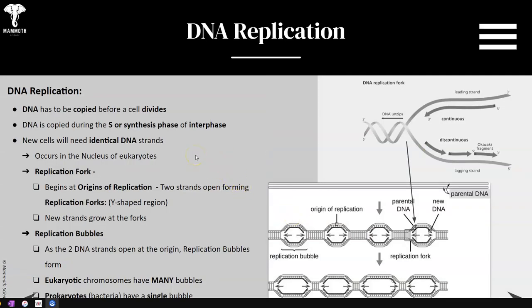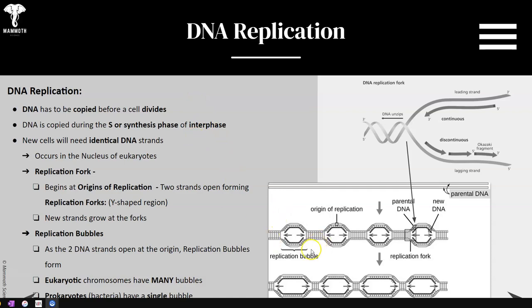Now, remember we talked about the cell cycle S phase, or synthesis phase, where it copies or replicates DNA. Well, there's a certain way that has to be done. So DNA has to be copied before a cell divides. It is copied during S, or synthesis phase of interphase during the cell cycle. New cells will need identical strands. They occur in the nucleus of eukaryotes.